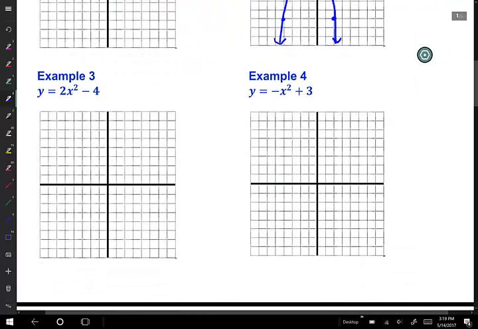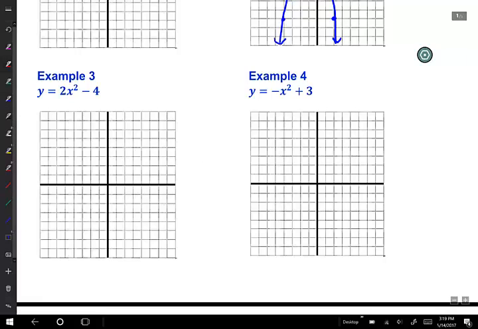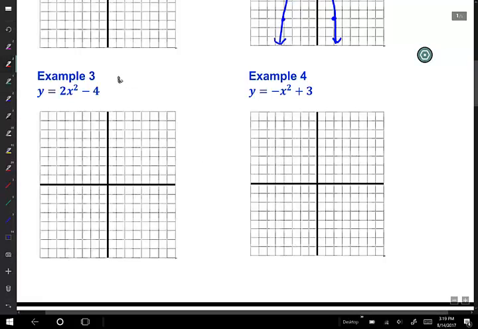All right, example 3. I chose this one specifically because there is no h value. If you wanted to write this in vertex form, it would be very simple to do so. 2 parentheses x minus 0 squared minus 4. And the reason I write it that way is for you to identify that the vertex is 0, negative 4, and the multiplier is 2.